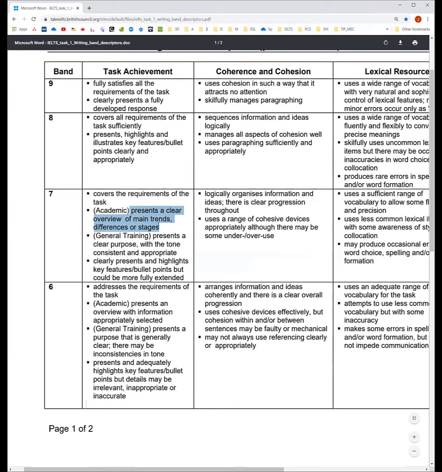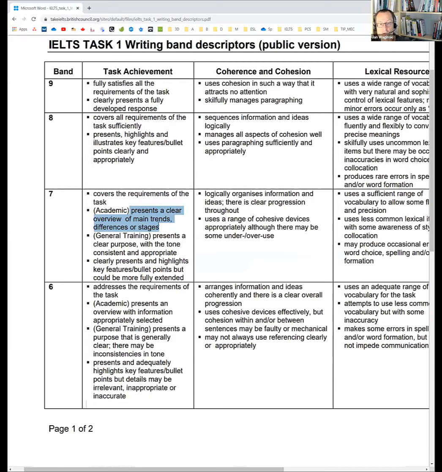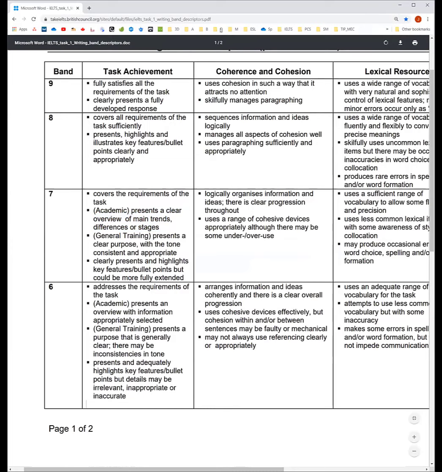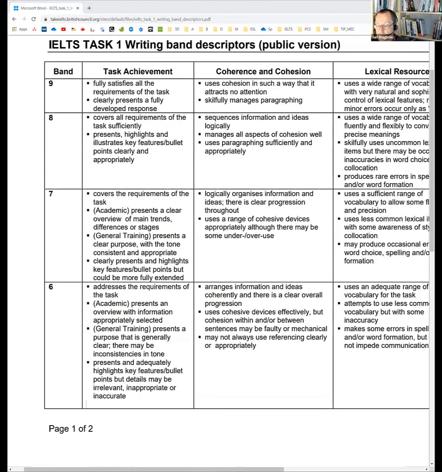If you don't include that information, this is the way IELTS marking works. Let's say, where's my annotation? There we go. The way they use this rubric is that, let's say you satisfy this criterion. Let's say you clearly present and highlight the key features. But then your general overview is this. It doesn't include the main trends, differences, or stages. It just has some appropriate information, but not enough.